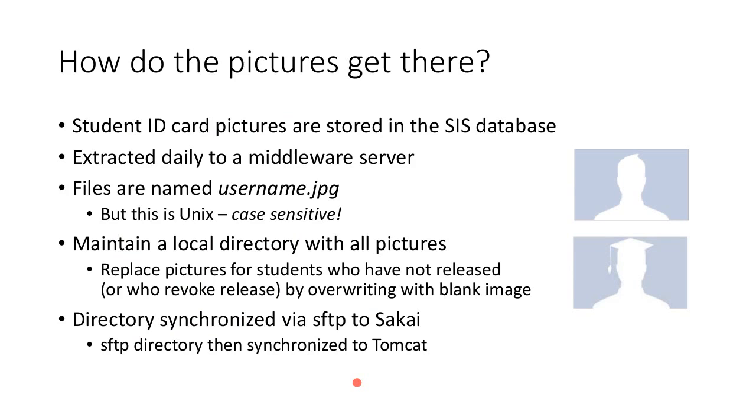Now, one of the advantages of maintaining all that in a local directory is the file names are username.jpg if they've given a release, and it's actually username.nopic.jpg if they do not have a FERPA release on file. So then I've got these two pictures stored as separate files, one of them being the blank picture from Sakai 10 and one of them being the blank picture for Sakai 11. And anyone who revokes their FERPA release to use their photo, we upload the blank picture as their picture. So in that way, their official photo becomes blank if they revoke their release.